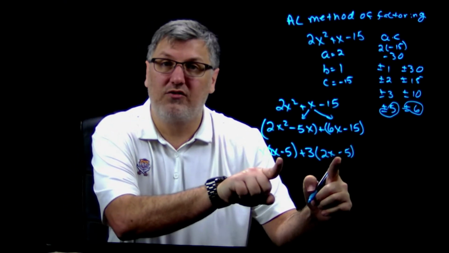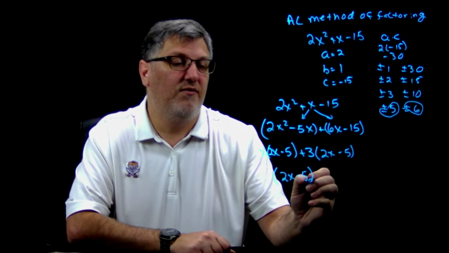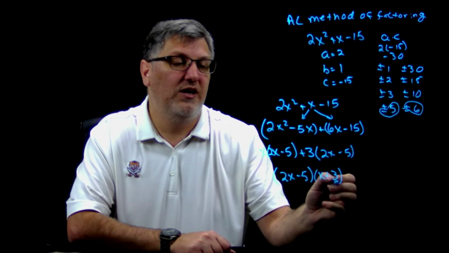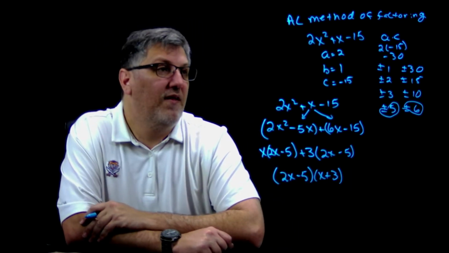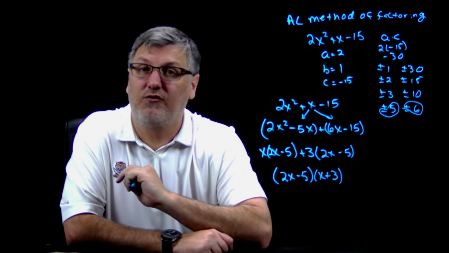I have another greatest common factor. I factor that out. I have my 2x minus 5, and that leaves me with x plus 3. And I am done factoring. That is the factored form of 2x squared plus x minus 15.